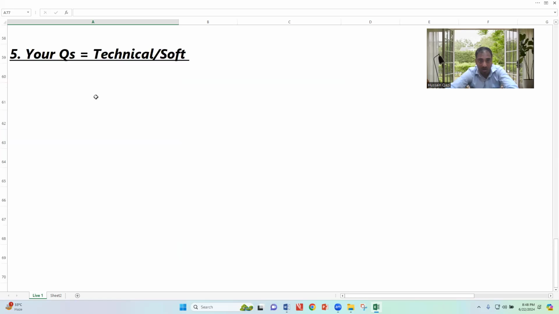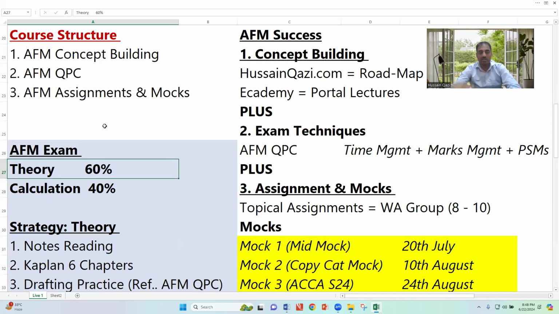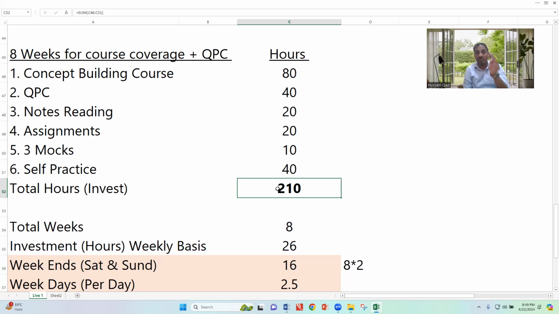Mohammed Abbas, you asked how much theory is important in the AFM paper to get passing marks. I have already told you earlier in this session that the AFM exam is approximately 60% theory and 40% calculation. So you have to invest your time, for concept building, question practice, notes reading, assignments, mocks, self-practice. For example, of 200 out of 210 hours, make sure you invest 60% of your time for theory and 40% for calculation.